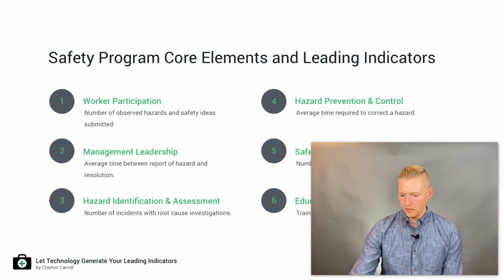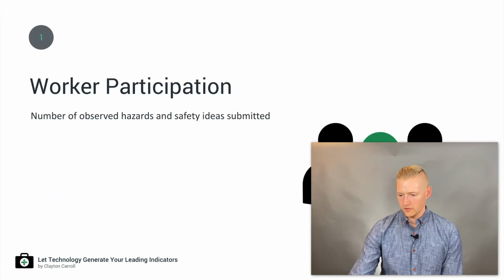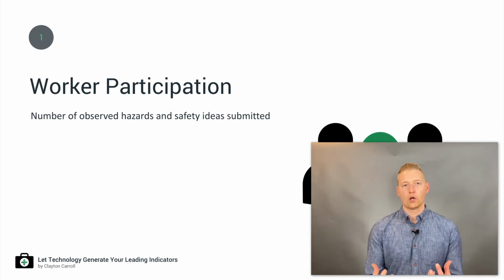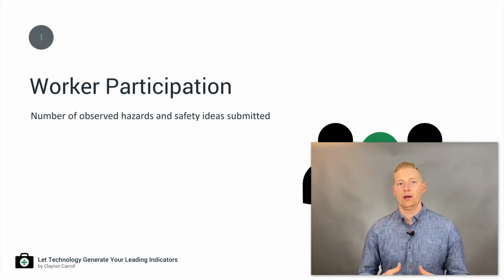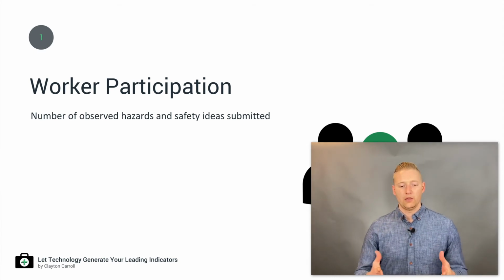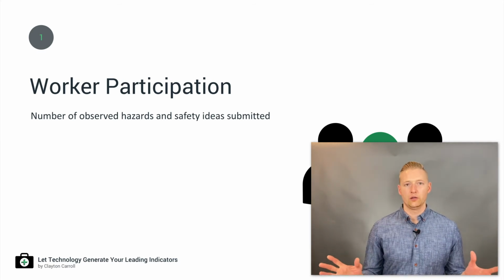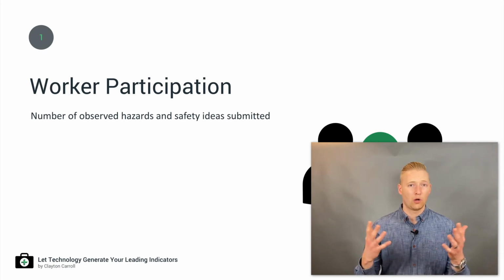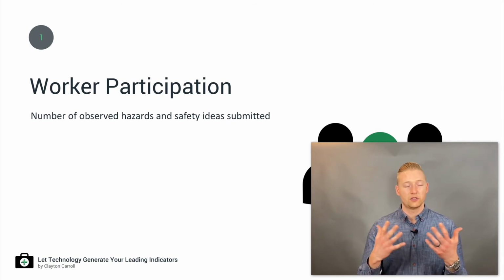All right. So let's get into it here. The first one, worker participation. Okay. So I think the question is, do any of you have a formal process for getting safety input from your team? There are so many different ways you can do this. You can do a physical card, you can have people call a number, talk to a supervisor, send an email, make a phone call, send a text.